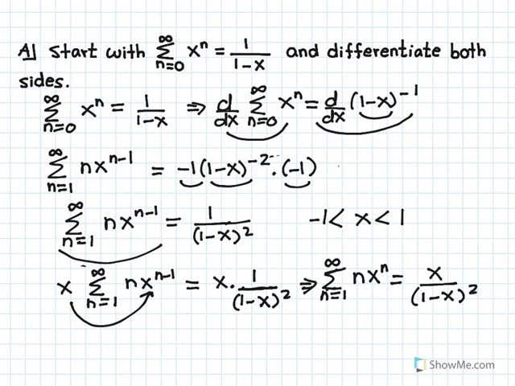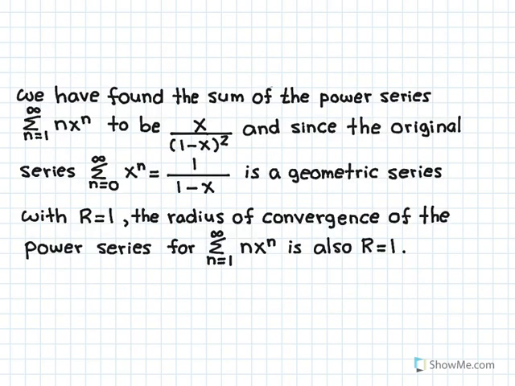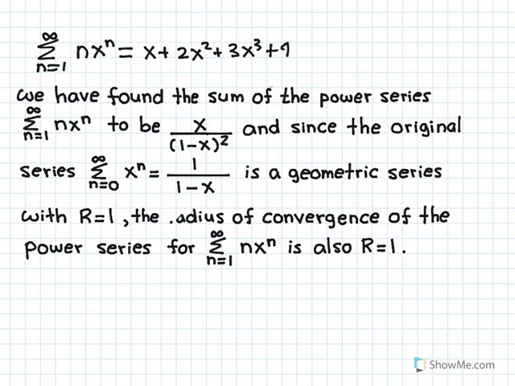So we now have the power series representation of what we're after, which is summation n equals 1 to infinity, n times x to the power of n. All right, so what we have found is summation n equals 1 to infinity, n times x to the power of n. Let's expand out this series term by term. Plug n equals 1, and we get x. Plug n equals 2, we get 2x squared. N equals 3, we get 3x cubed. N equals 4, we get 4x to the fourth.